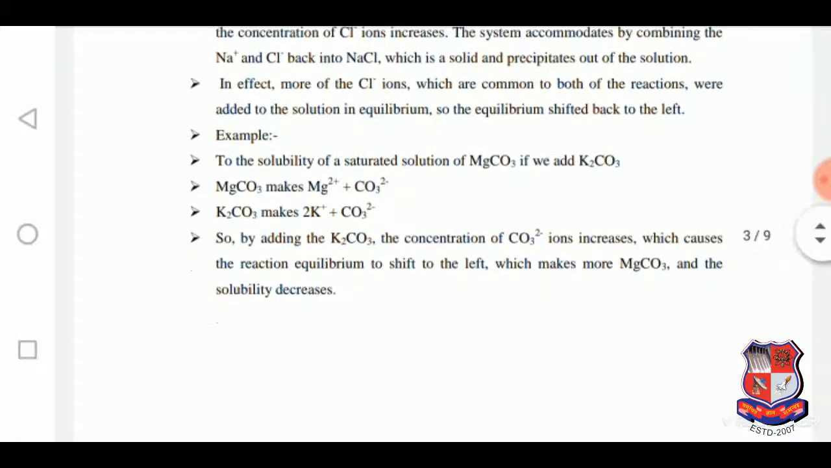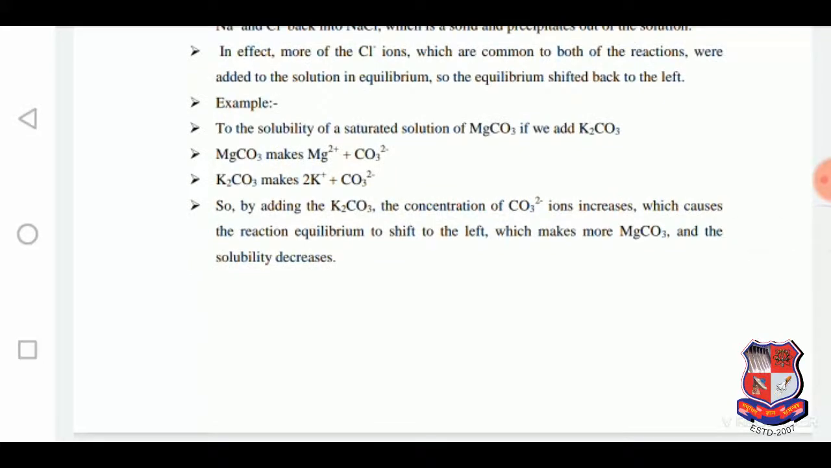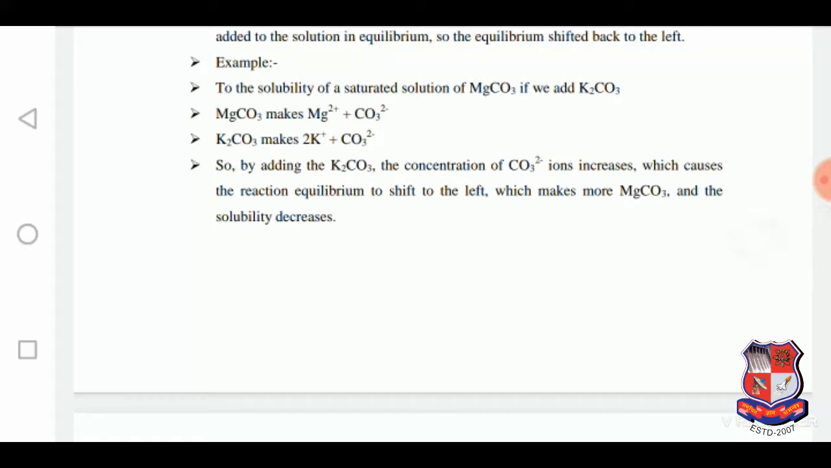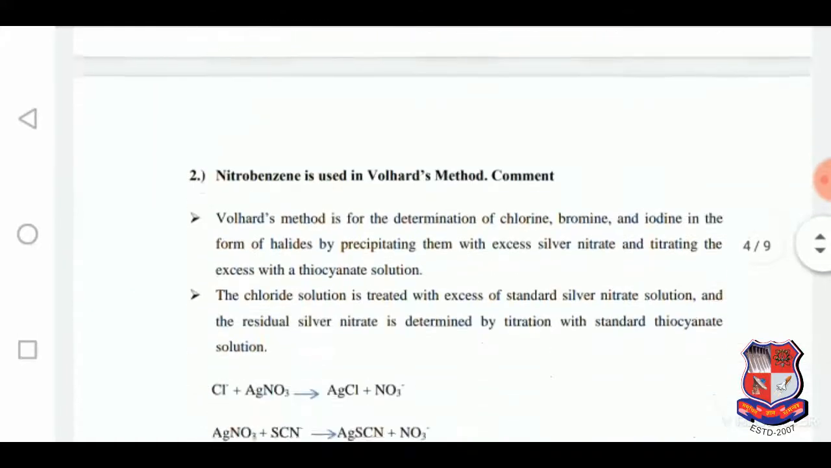For example, consider the solubility of a saturated solution of magnesium carbonate. If we add K2CO3, that is potassium carbonate, the magnesium carbonate makes Mg2+ and CO3 2-. The potassium carbonate makes 2K+ plus CO3 2-. So by adding the K2CO3, the concentration of carbonate ions increases, which causes the reaction equilibrium to shift to the left, which makes more magnesium carbonate, and solubility decreases.